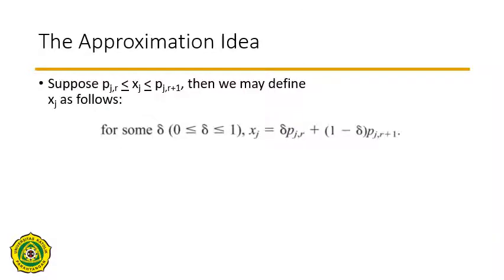If you have two grid points that are next to each other, for example, pjr, the rth grid point, and pj(r+1), the next grid point, you may define any point between them using this linear combination formula. Any point between these two grid points may be defined as the first grid point multiplied by the coefficient delta, plus the second grid point multiplied by the coefficient 1 minus delta. And delta must be between 0 and 1, including 0 and including 1.